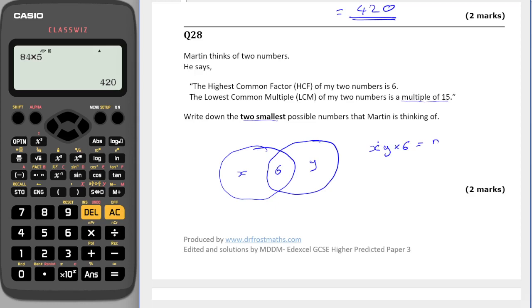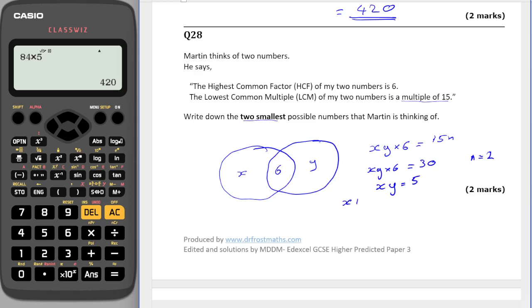So let's call that n times 15. Let's do it as 15n. Right, for them to be integers, we can't actually have n being equal to 1 because 6 is not a multiple of 15. So my lowest one is when n is equal to 2. When n is equal to 2, that would mean xy times by 6 would be equal to 30. So x times by y would be equal to 5. So I'm after two numbers that multiply together to make 5.